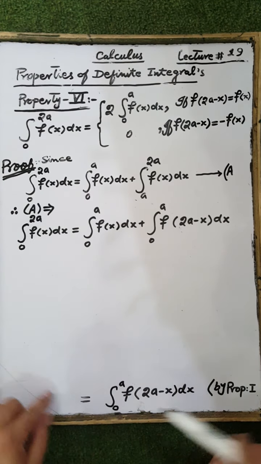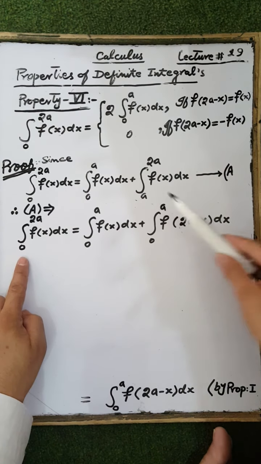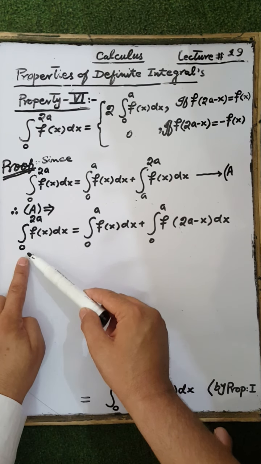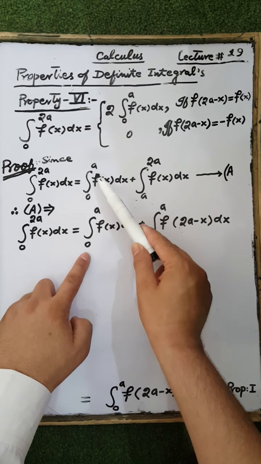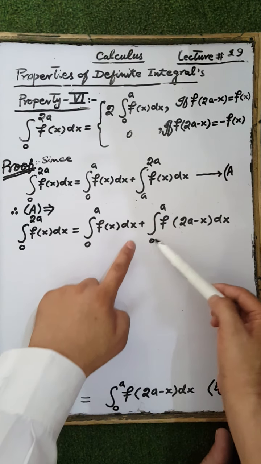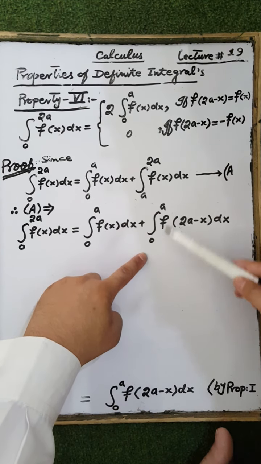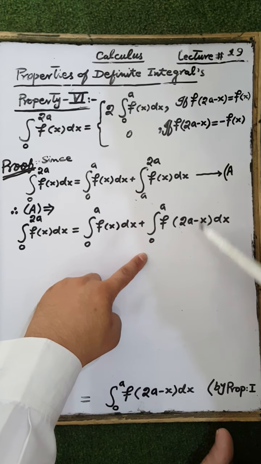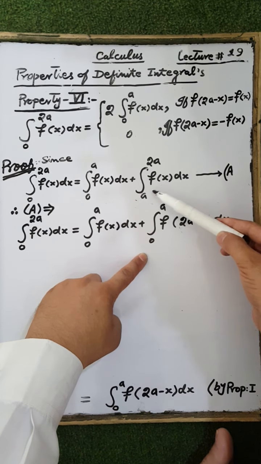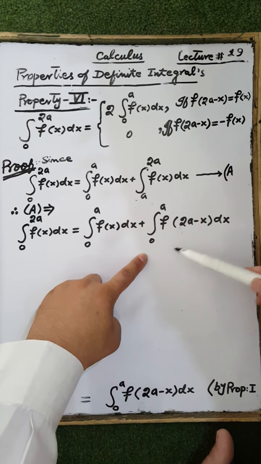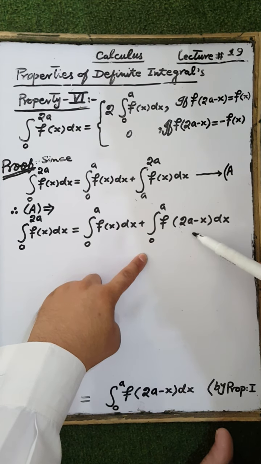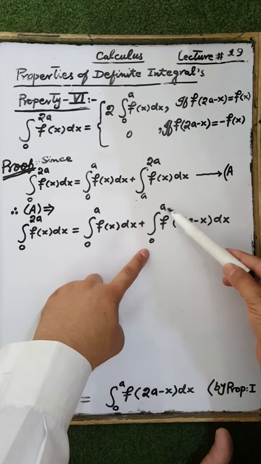Therefore, equation number a implies that the integration of f of x dx on the interval 0 to 2a is equal to the integration of f of x dx on the interval 0 to a, plus the integration from 0 to a of f of 2a minus x. Replace the integration of f of x dx from a to 2a by the integration of f of 2a minus x from 0 to a.